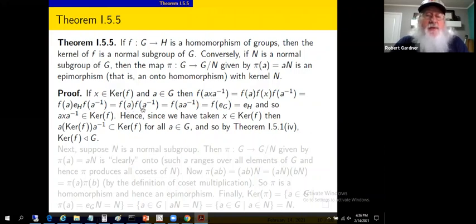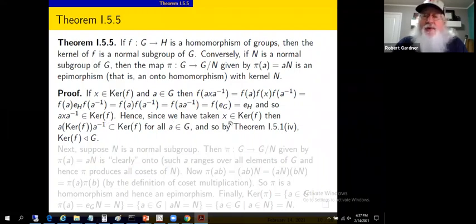Homomorphism, F of this times F of that is F of this times that, right? Again, here's a binary operation in H. Inside here is a binary operation in G, just because of where we're mapping from and to. A A inverse, that's the identity in G. And a homomorphism always maps an identity to an identity. It was an early exercise, I think. So what we've shown is if we take an arbitrary element of the kernel and an arbitrary element in the big group G, then A X A inverse under homomorphism F is mapped to the identity of H. In other words, A X A inverse is in the kernel of F.